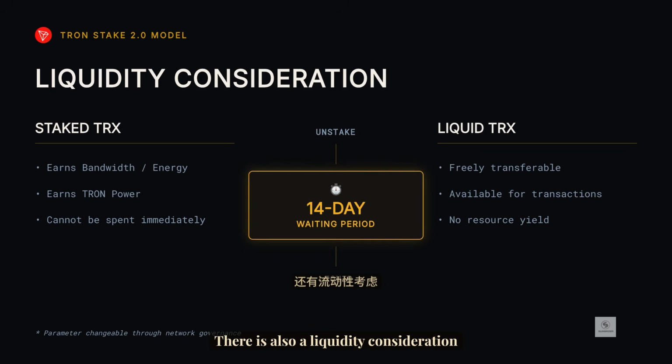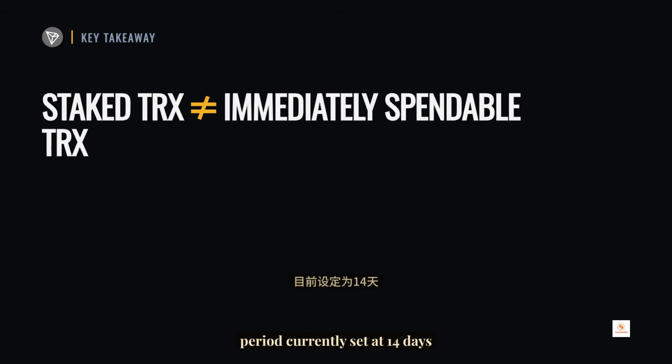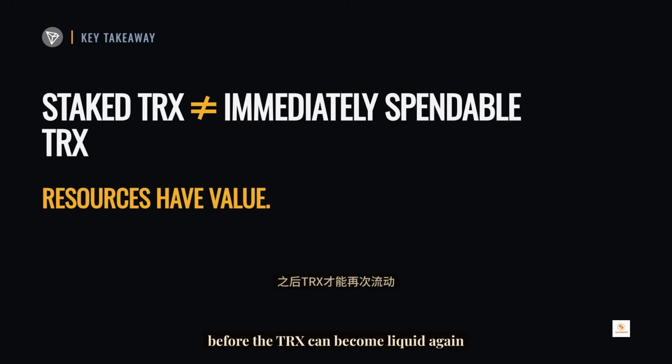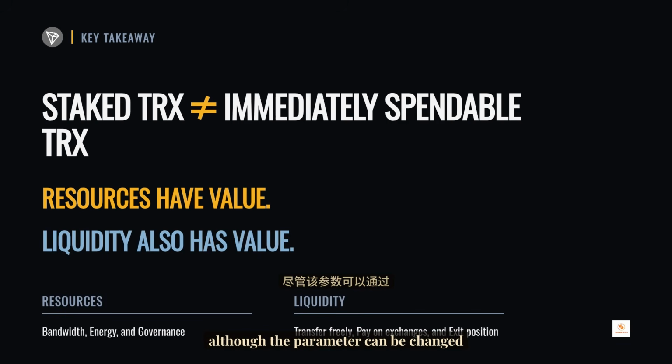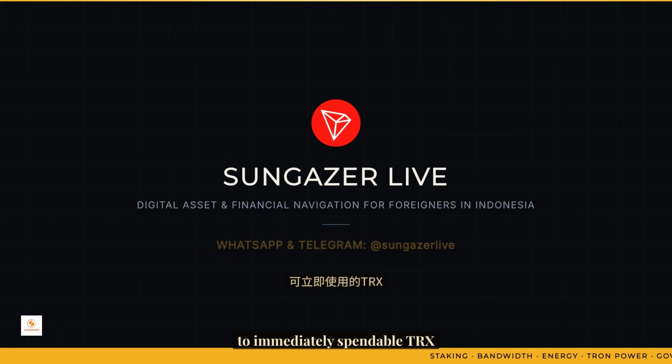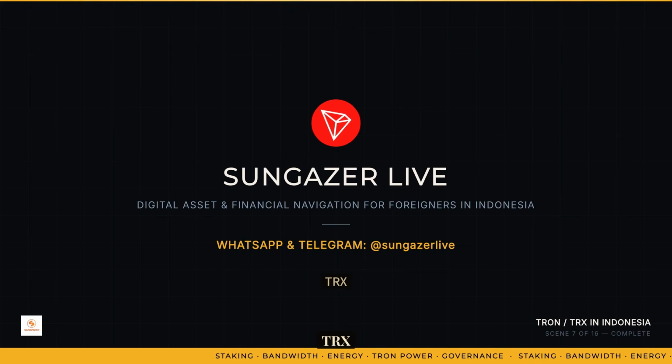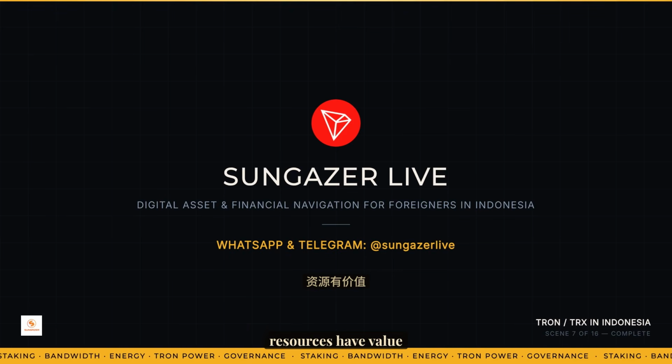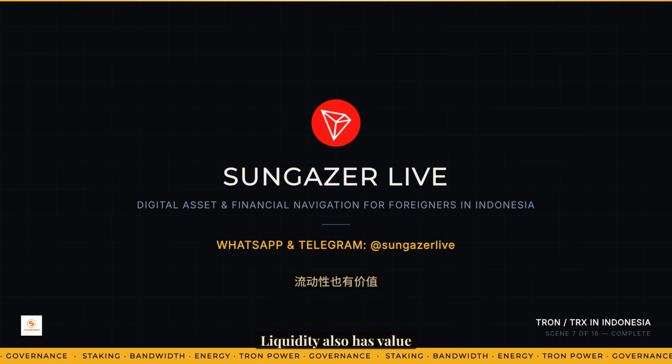There is also a liquidity consideration. Under TRON's current Stake 2.0 model, unstaking initiates a waiting period currently set at 14 days before the TRX can become liquid again, although the parameter can be changed through network governance. So staked TRX is not identical to immediately spendable TRX. Resources have value. Liquidity also has value.